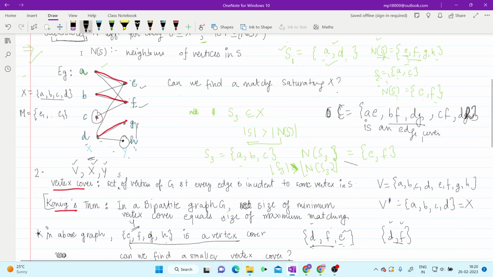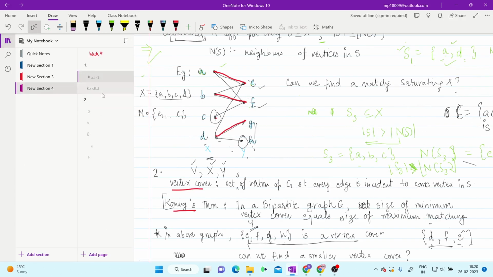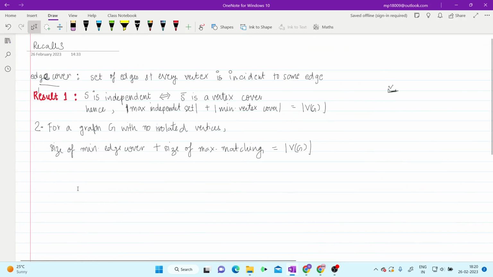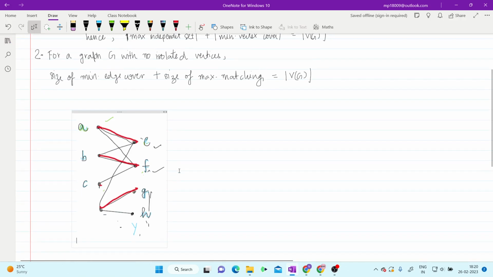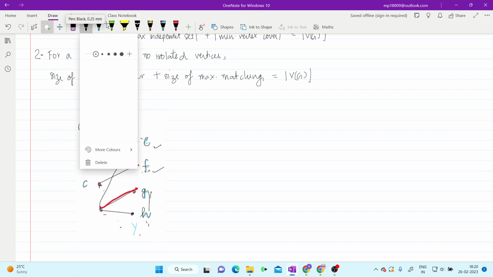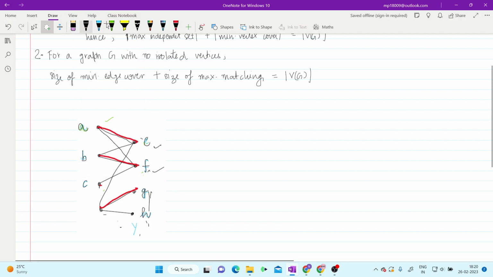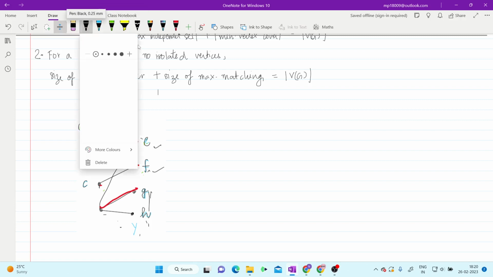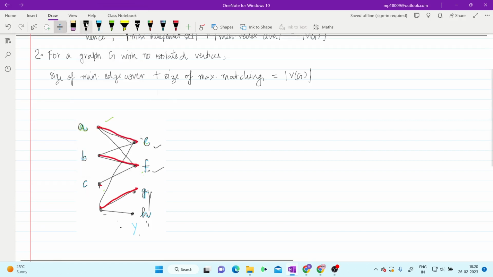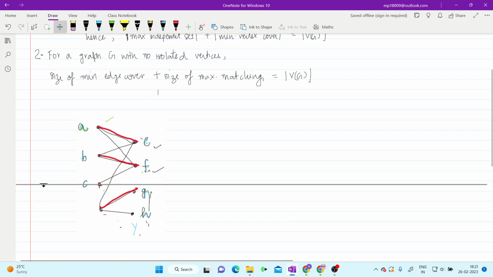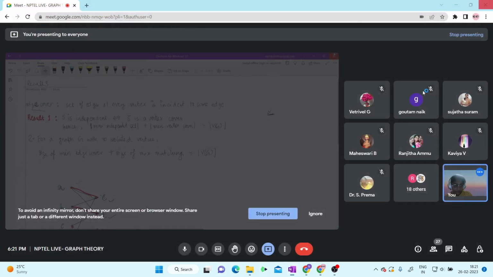So let me look at a cleaner page. Yes. So this was our graph, right? This was our graph. Sorry.